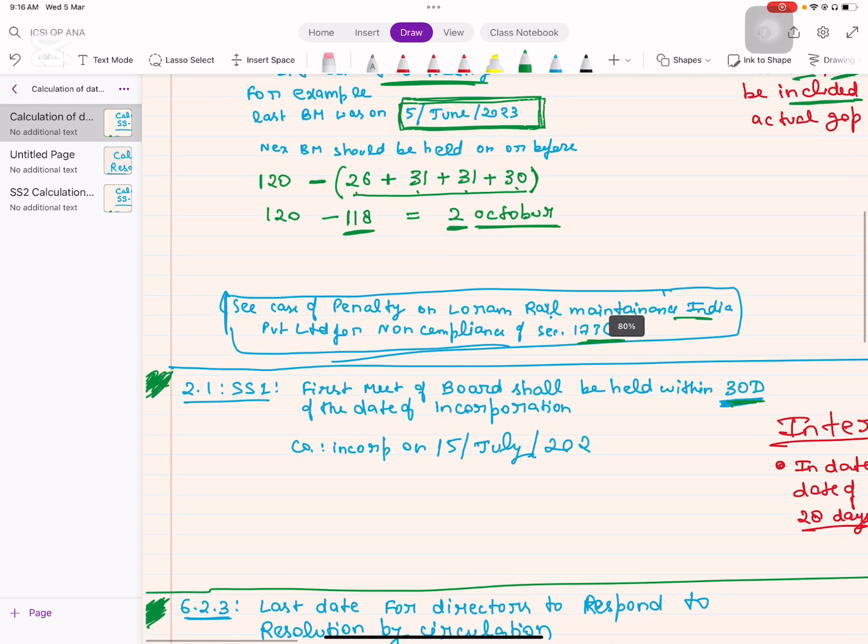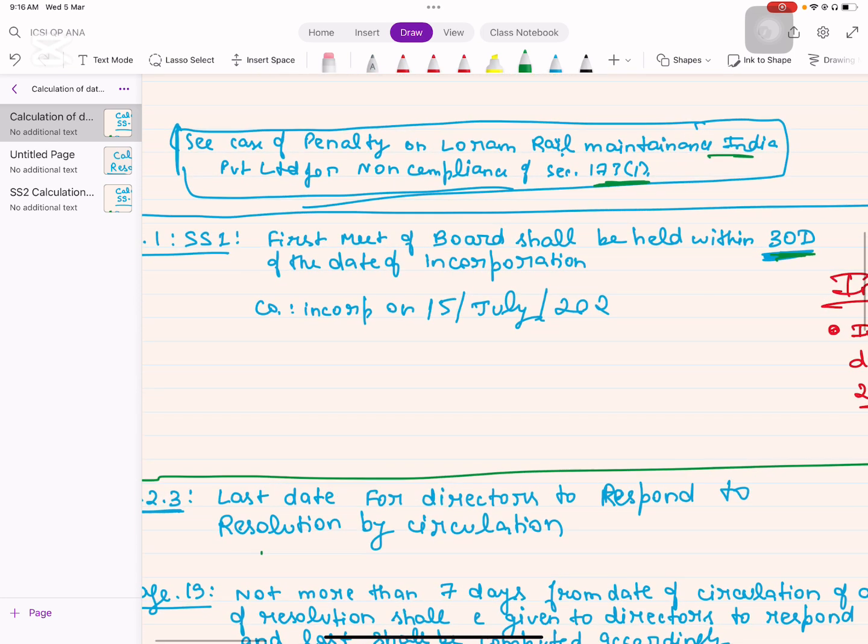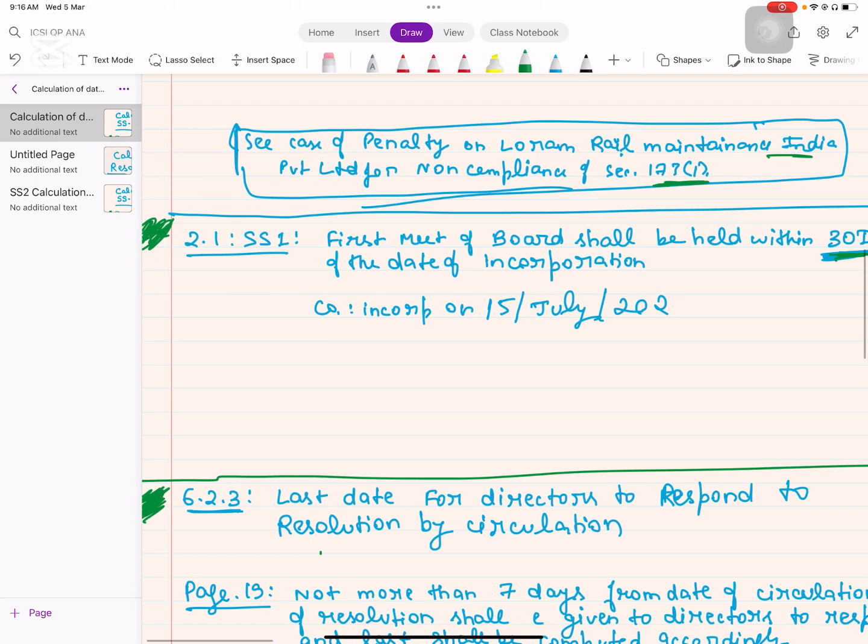Now, for more context for this particular topic, you can go and search on Google the penalty on Lorem Rail Maintenance India Private Limited for non-compliance of Section 173, subsection 1.